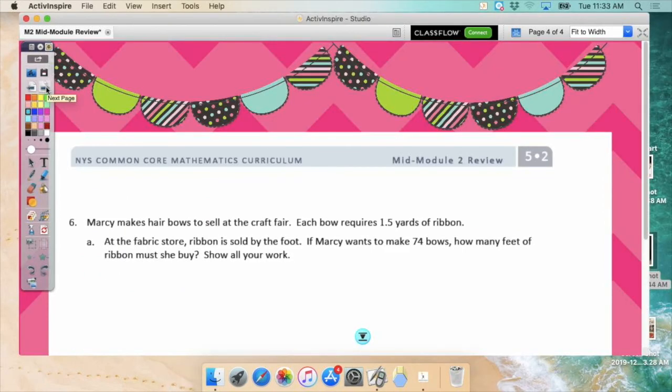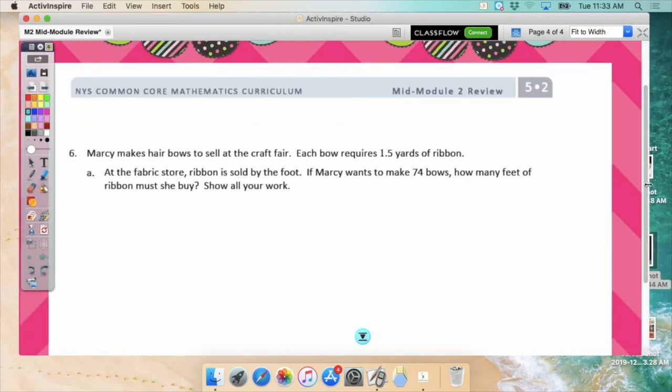This one is tough. So what I want to do, I'm going to read it and then we're going to write some notes at the top of our paper. Okay?